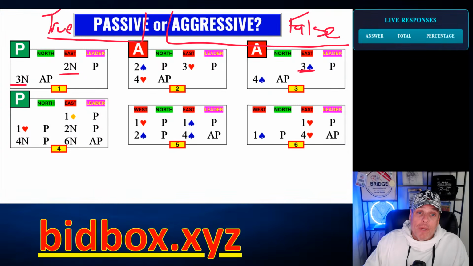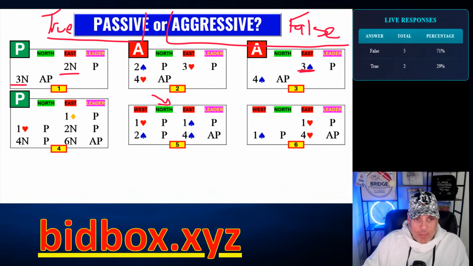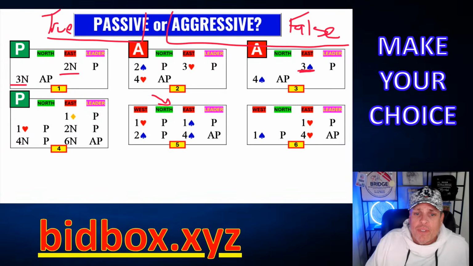Hand number 5 in the middle. This one right here. Make your choice. Passive or aggressive. True is passive. False is aggressive. We have a lot of people piling into one spot, but let's see if the other side gets action. Should we be passive? Should we be aggressive? True is passive. False is aggressive. And just take your time here.